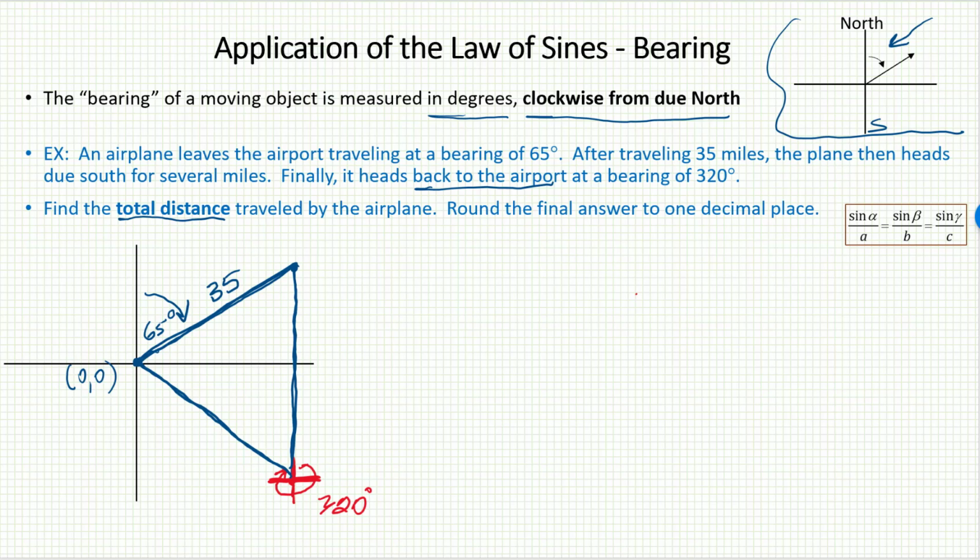Now, looking at this triangle, I don't have very many pieces filled in. I do have some angles written down, but they're not in the triangle. So I'm going to have to use a little bit of geometry here in order to fill out some angles. The first angle that I can fill out is this one right here. I can do that because in geometry, this line here, the due south line, and the y-axis are parallel lines.